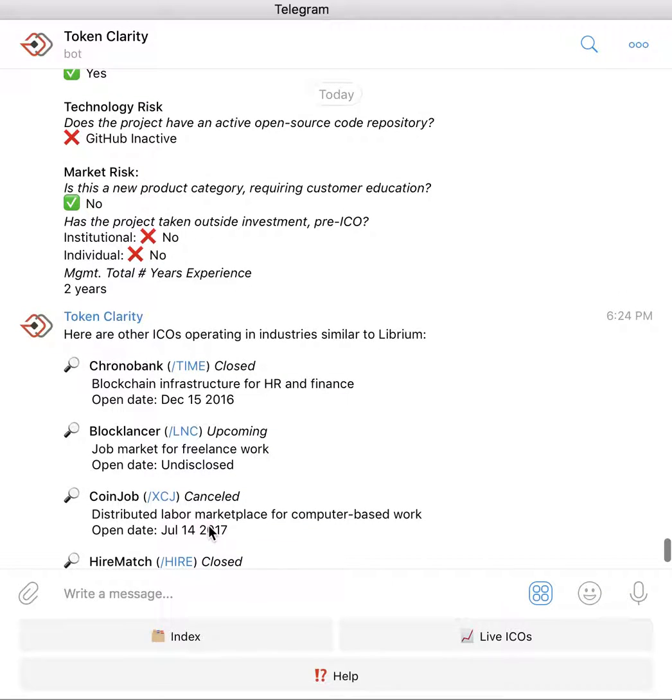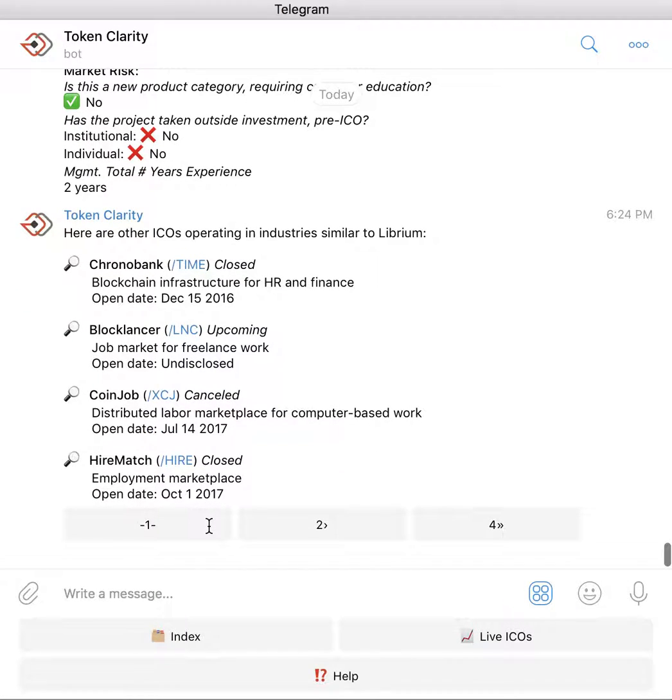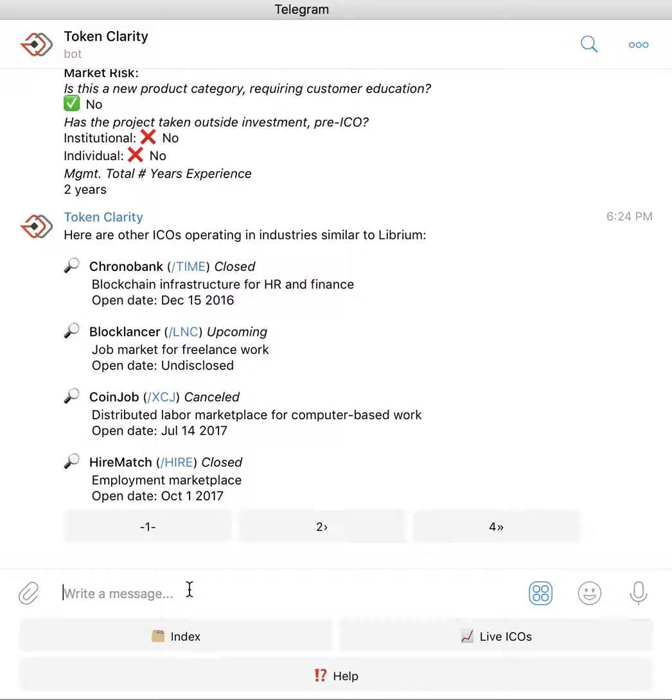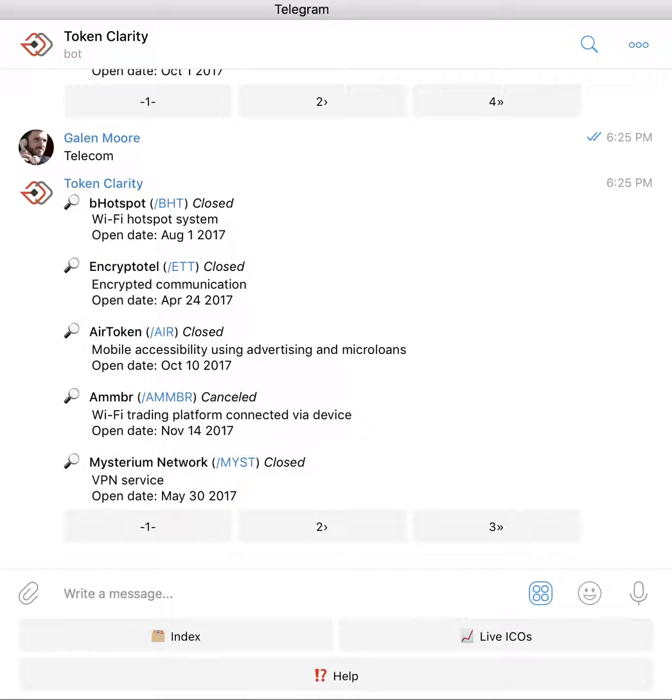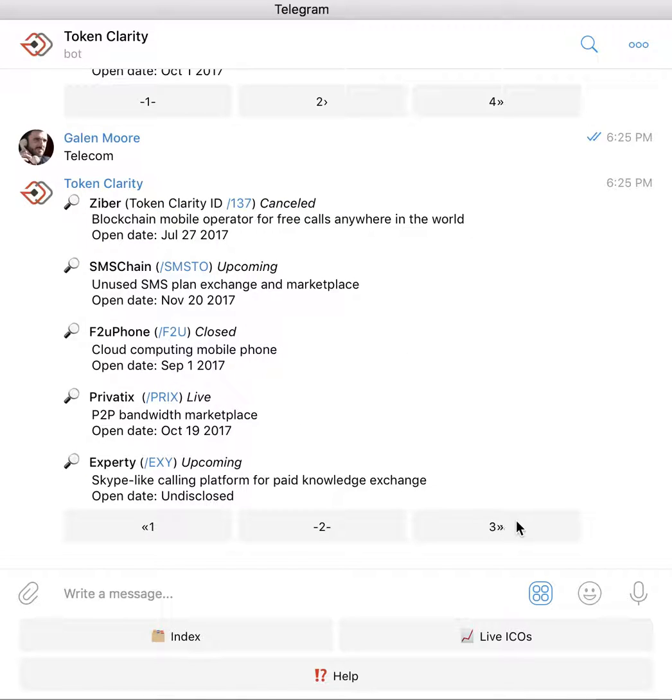Okay, so we've seen the comparables, we've seen the risk score. Let's take a look at another way to get into a project besides via an alert. So let's say you want to find out about projects in a specific industry or related to a specific keyword. I'm going to type in telecom because telecom was in the news today with a bond sell-off in the telecom sector. So here are some of the projects that have either closed recently or are open today or even have canceled in the telecom sector. You can see there's 3 pages of results here, telecom related projects.